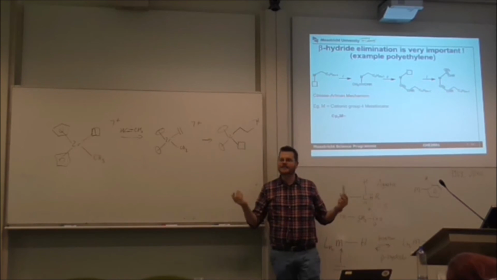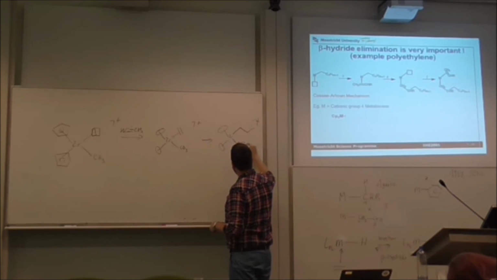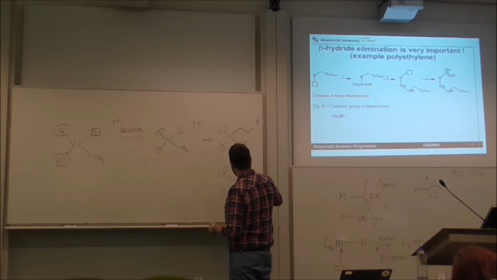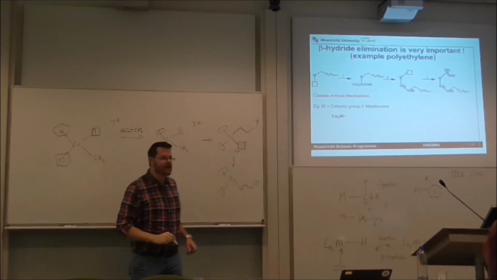So it just keeps going and going. Exactly. Polymerization. Look at that. That's clever. So now the ethylene coordinates again, and what happens? We have another insertion, goes back down again. You see the chain is growing. 1, 2, 3, 4, 5. Now we've got a zirconium pentyl.